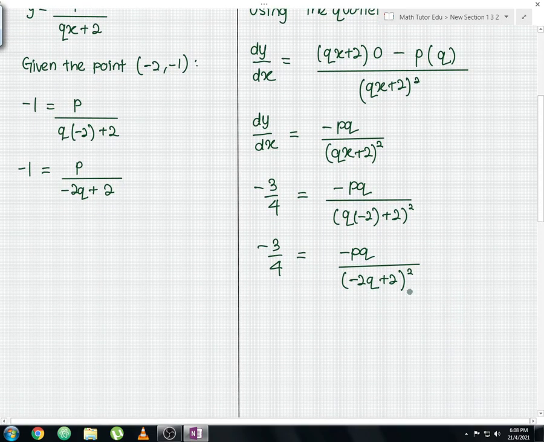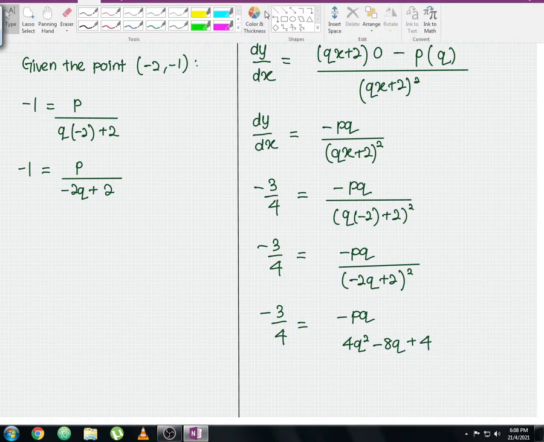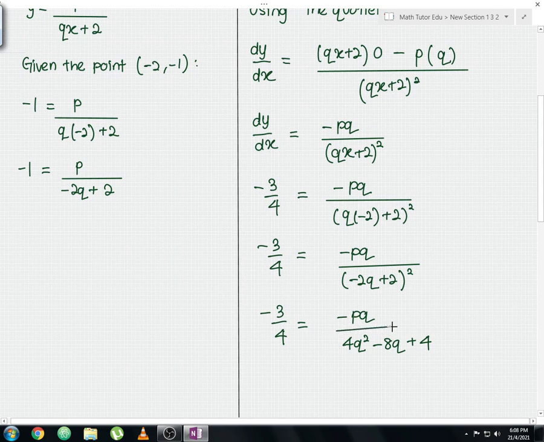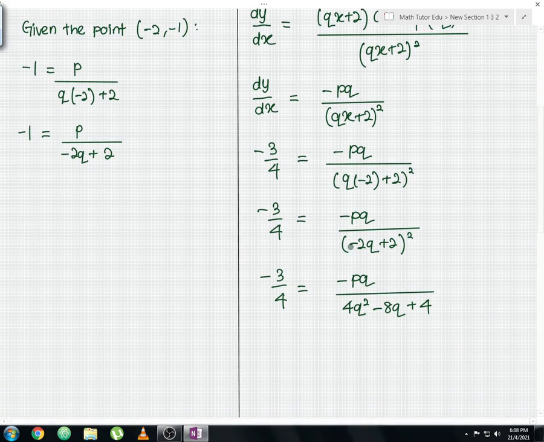You expand this bracket, so from here you should get negative 3 over 4 is equals to negative pq over 4q square minus 8q plus 4. Okay, let me underline the fraction. So for the next step, what we're going to do is cross multiply this.